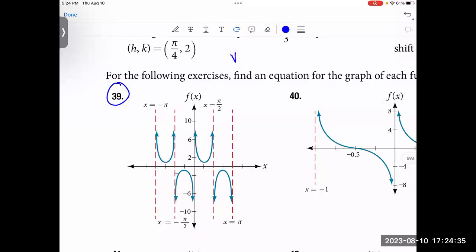So VA at x equals 0. And that tells us that it's a cosecant function because sine of 0 is 0. If sine of 0 is 0, then the cosecant function there would be undefined. So it's a cosecant function. That's one thing we know right away.